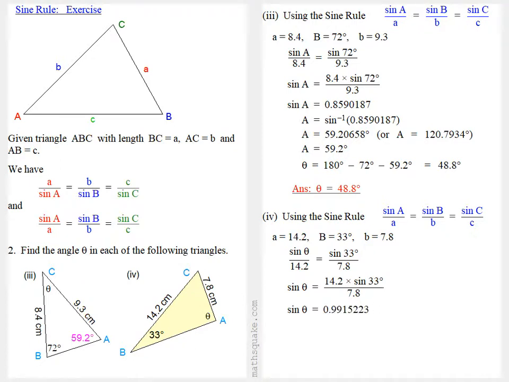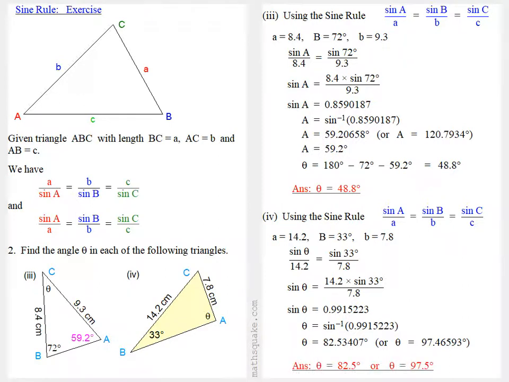So the sine of theta works out to be 0.9915223. Then theta is equal to the inverse sine of that, and that works out to be 82.53407 degrees, or 97.46593 degrees. Now if we look at the diagram, it's a bit difficult to see which of those two answers is accurate, so the safest thing to do is give both answers. Theta could equal 82.5 degrees, or theta could equal 97.5 degrees.